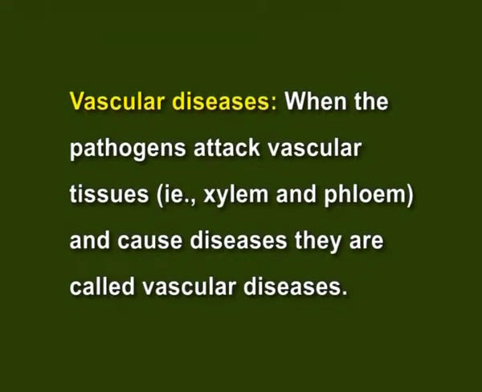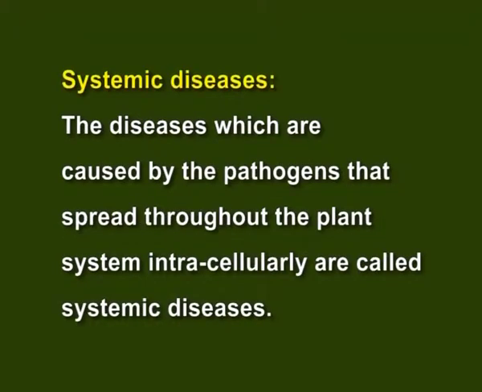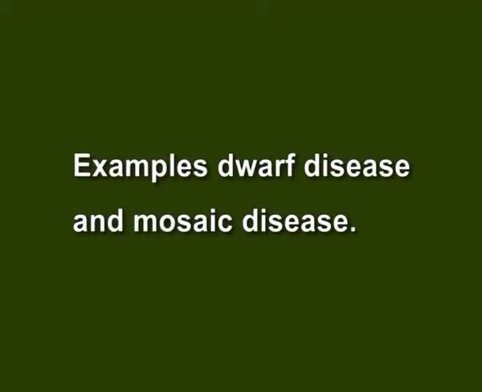Vascular diseases: when the pathogens attack vascular tissues, that is xylem and phloem, and cause diseases, they are called vascular diseases. Examples of vascular diseases of mulberry are bacterial wilt and root rot. Systemic diseases: the diseases which are caused by the pathogen that spread throughout the plant system intracellularly are called systemic diseases. Examples: dwarf disease and mosaic disease of mulberry.